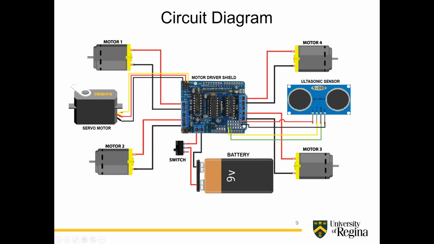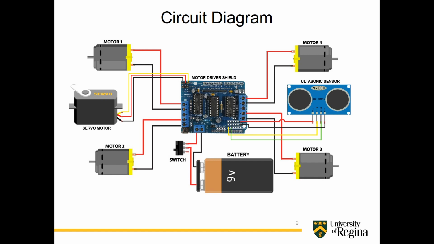So here's the circuit diagram. As I've said before, we use the motor driver shield, which will basically send current to all your motors. Instead of a 9-volt battery, however, I have used 6 AA batteries. I thought it was a better option because my 9-volt battery died and I had the battery holder for 6-pack. So I used it instead of this.